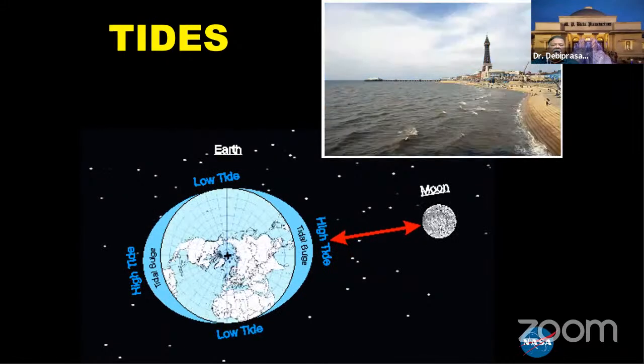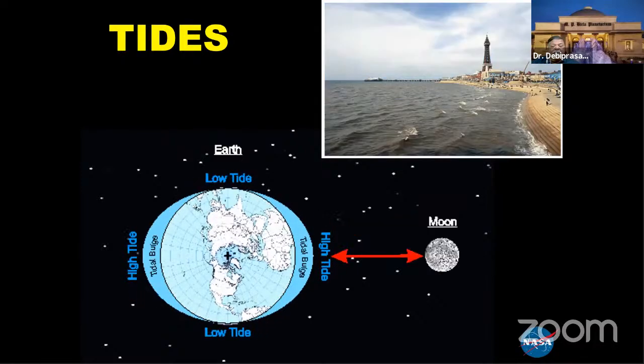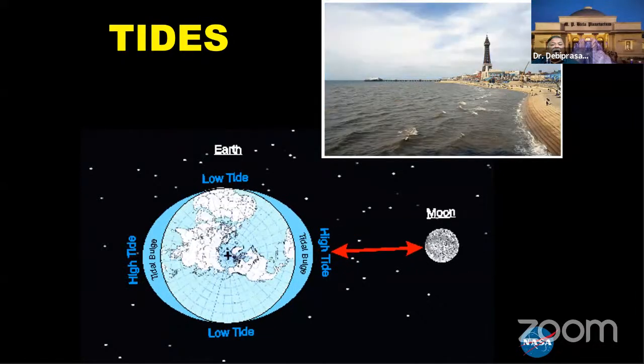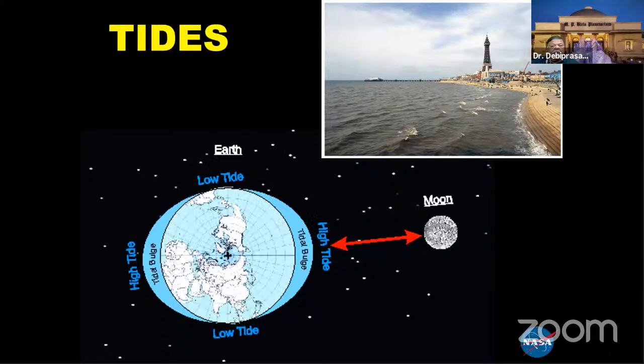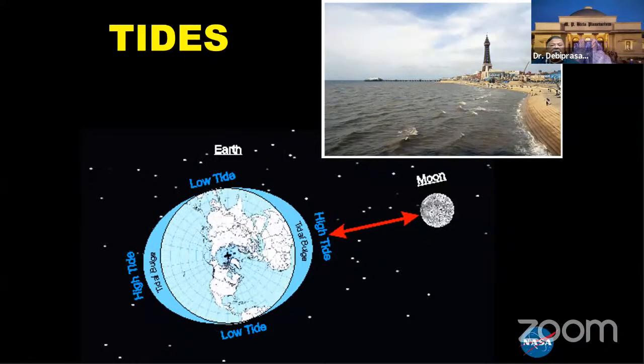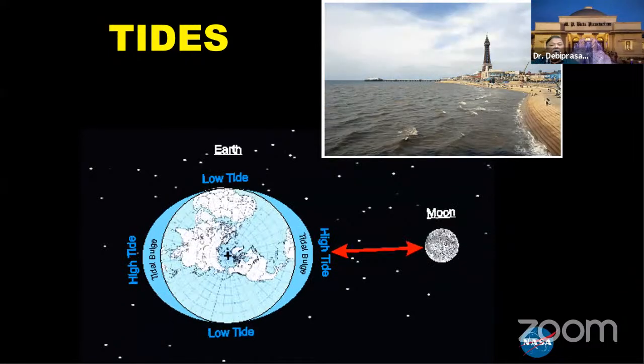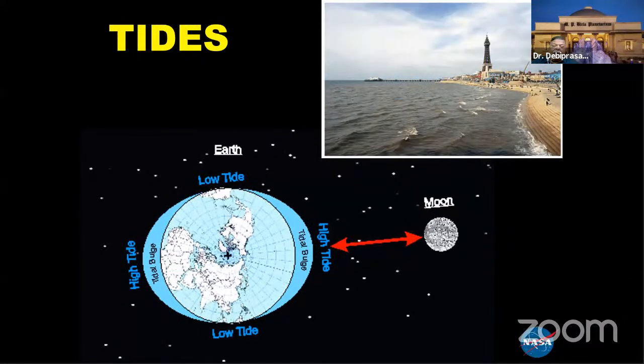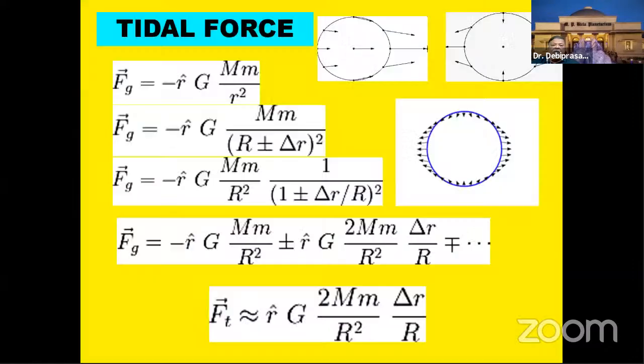Because tide is not a force. It is rather a force derivative, M1 M2 by r cube effectively. And that is the reason, the moon being 384,000 kilometers away and the sun being 15 crore kilometers away, the moon wins the battle. In the relation at the bottom line, you can see the tidal force is M1 M2 by r cube effectively.